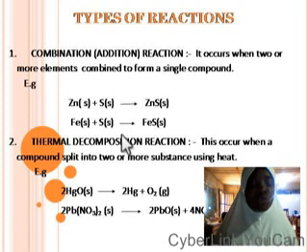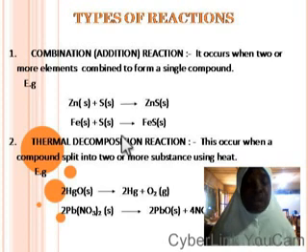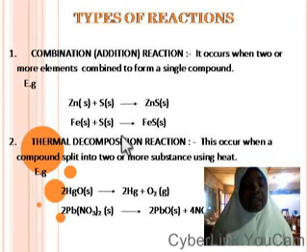The next one we are going to be looking at is the thermal decomposition reaction. From the word thermal, decomposition means breakdown. Thermal means we are using heat. Decomposition with the aid of heat. Now this occurs when a compound splits into two or more substances using heat.